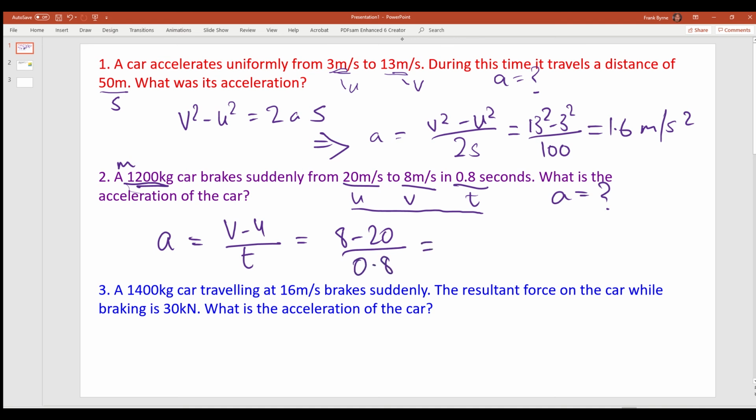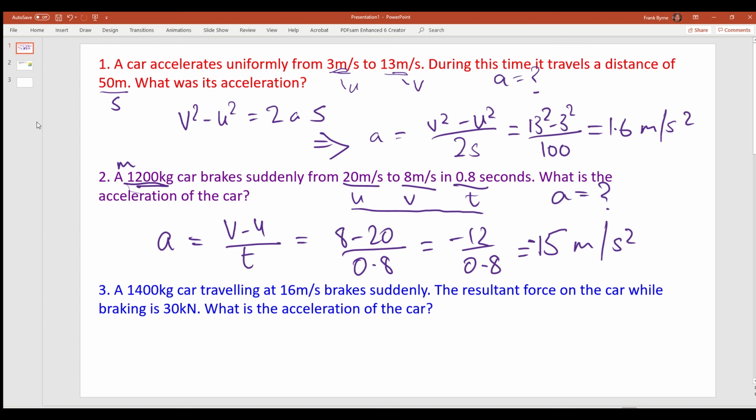So it's 8 minus 20 over t, which is 0.8. So it becomes 8 minus 20, which is minus 12, divided by 0.8. Minus 12 divided by 0.8 is 15. Minus 15 meters per second squared, because it's decelerating.